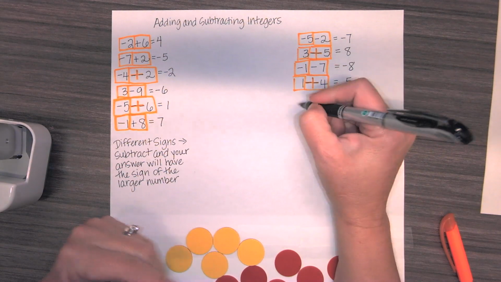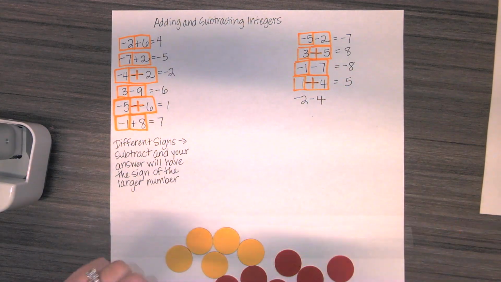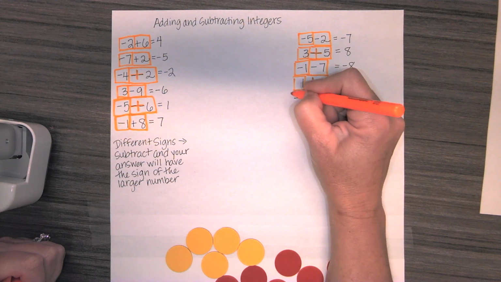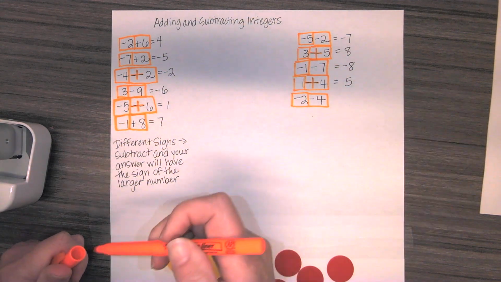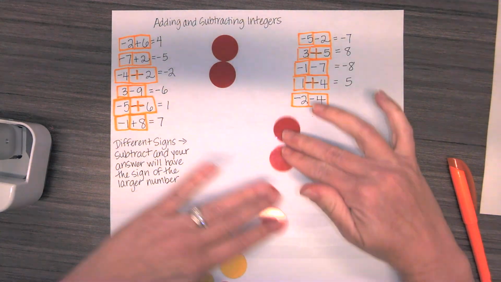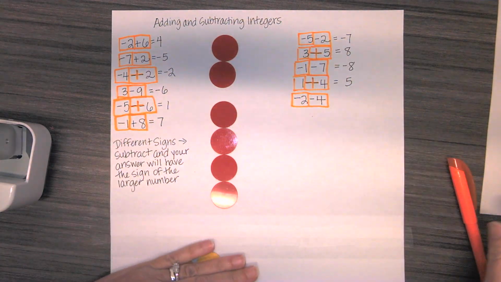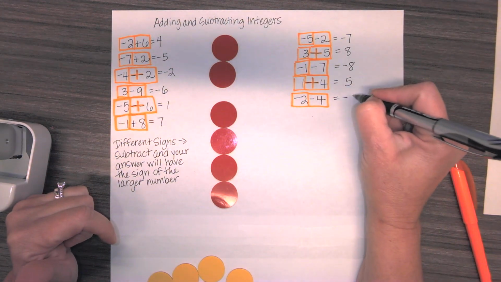All right, and then -2 minus 4. Again, we're going to think of this as we're combining a -2 and a -4. -2 is red. -4 is also red. So we're going to end up with -6.